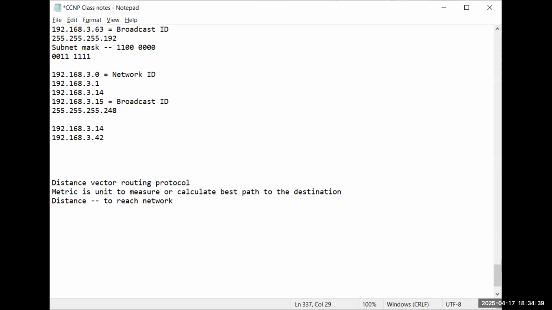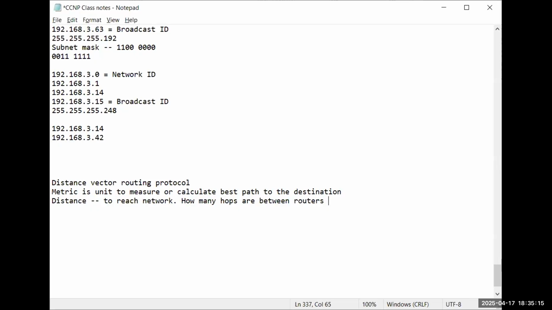Okay, like how much distance is it? So like how many hops are between the routers to reach the destination. So for example, RIP uses hop as its metric, right? So it is calculating based on the hop. How many hops, in the sense how many routers it is going to jump to reach its network.